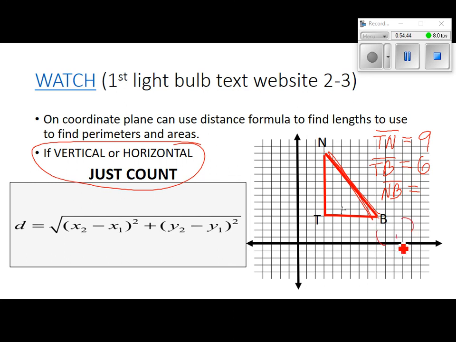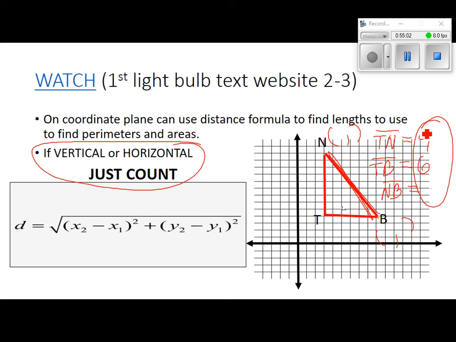To do that, we'd have to find these coordinates, plug in there, find it. Once we found that, how would we find the perimeter of that shape? Add all those up. How would we find the area, or could we find the area right now?